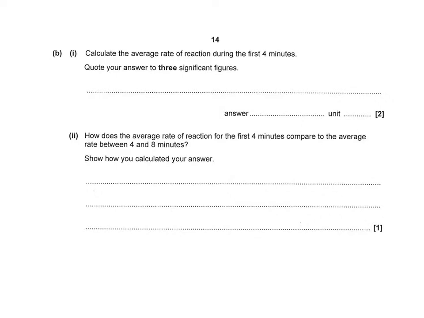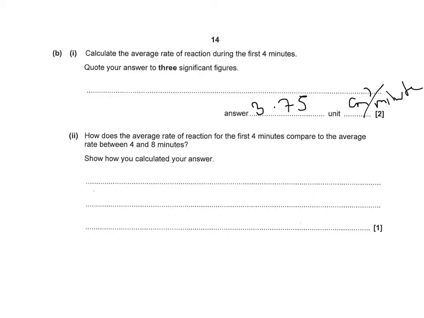So in the first 4 minutes, you get 3.75, and the unit should be centimetres cubed per minute. So all you've got to do is work out what volume was given off in 4 minutes and divide that by 4. And then how does the average rate of reaction of the first 4 minutes compare to the average rate between 4 and 8 minutes? Show how you calculated your answer.